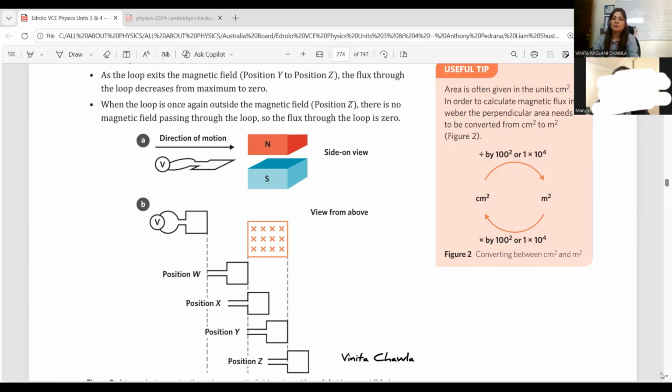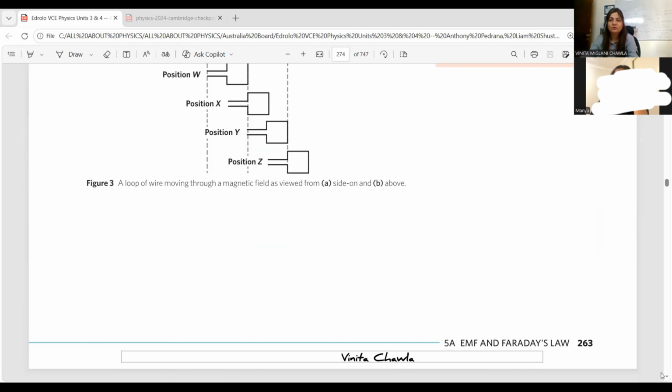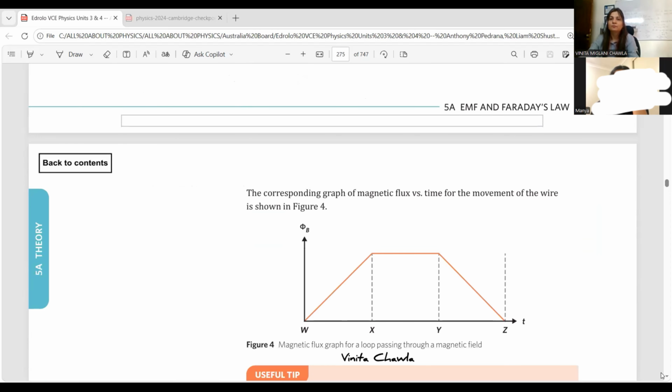Okay. So how will we draw the graph? You can see we have already one graph here. We can discuss. So at position W, flux linked with the coil was zero. Here the flux was zero at this position. And when it reaches Z position, again the flux becomes zero because the coil was outside the external magnetic field. But when it goes from W to X, the coil is going into the external magnetic field, so flux increases, right? So that's why we have drawn the graph like this.